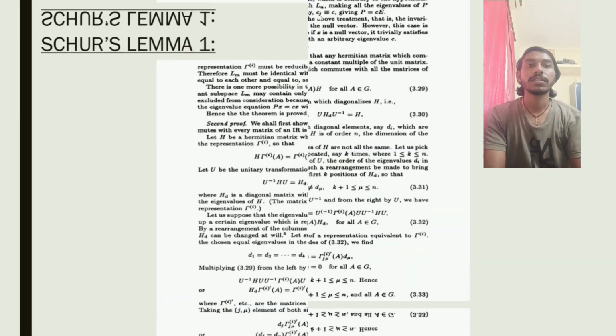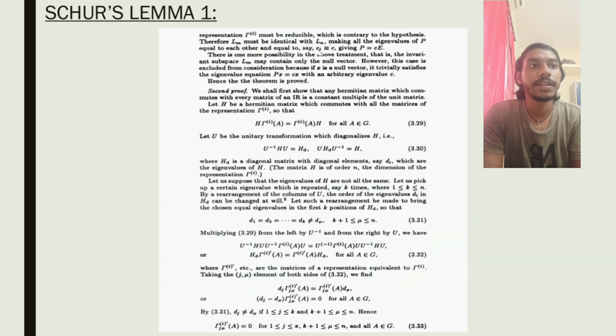Hence the theorem. For the second proof, we shall first show that any Hermitian matrix which commutes with every matrix of an irreducible representation is a constant multiple of the unit matrix. Let H be a Hermitian matrix which commutes with all the matrices of representation Γ^i, so that HΓ^i(A) = Γ^i(A)H for all A belongs to G.